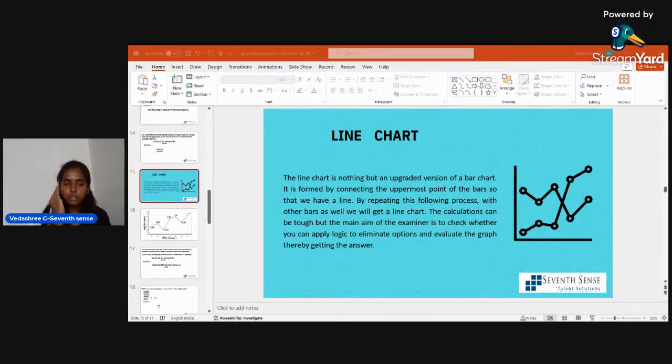So next we'll move on to the line chart. Line chart, bar graph, tabular column, pie chart, everything is the same. Just changes in graph or changes in chart. So now we'll move on to the line chart based problems.